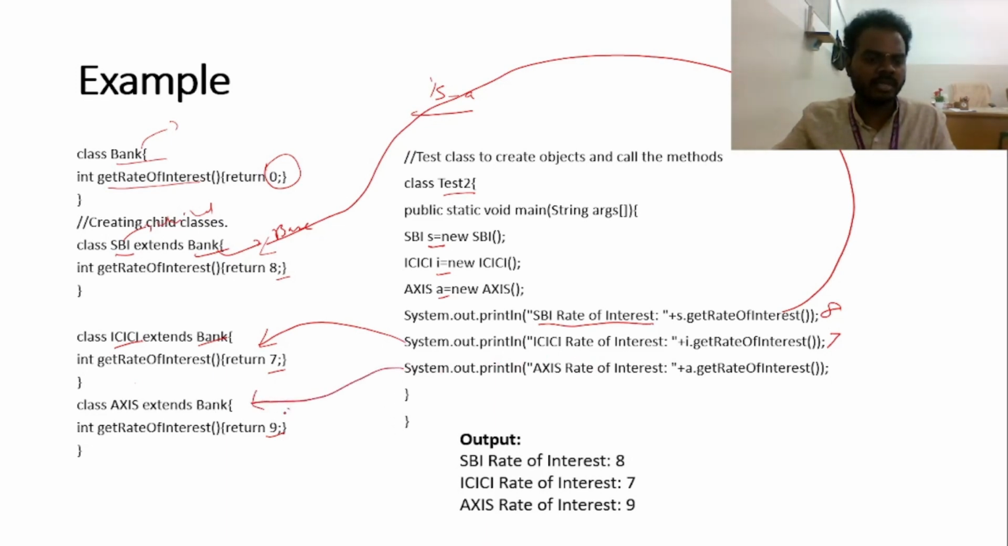It is 9%. So at last, you can see the method name in the Bank class and in SBI, ICICI and Axis, all the method names and parameters are the same. This is all about your method overriding concept. Once you execute the program, it will print the rate of interest for SBI as 8, ICICI as 7 and Axis Bank as 9.